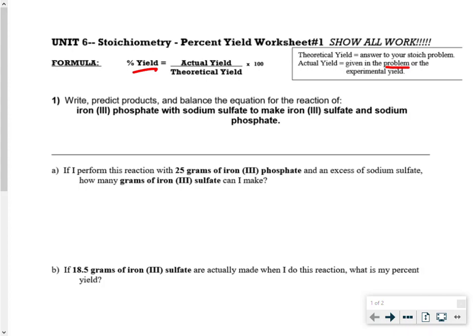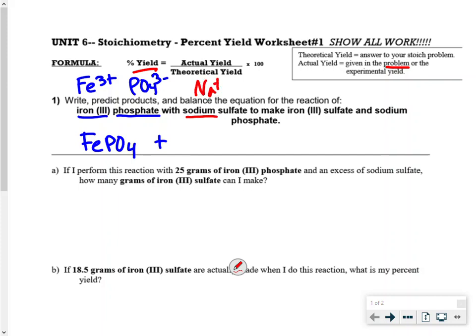Okay, so what we need to do here first, though, it says write, predict products, and balance the equation for the reaction of iron 3 phosphate. So the first thing we need to do is figure out our reaction. Once again, if I'm writing formulas, I go ahead and figure out what I've got for my charges. Iron 3 is Fe with a 3 plus. Phosphate is what? PO4. What's the charge on phosphate? -3. So here, that's a 1-to-1. So our first reactant is just FePO4.